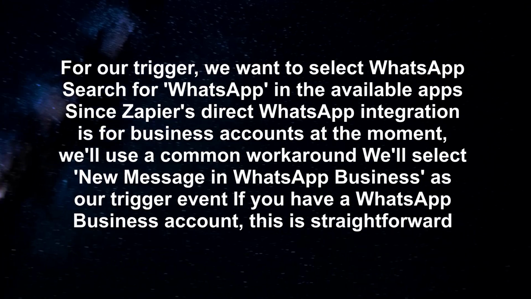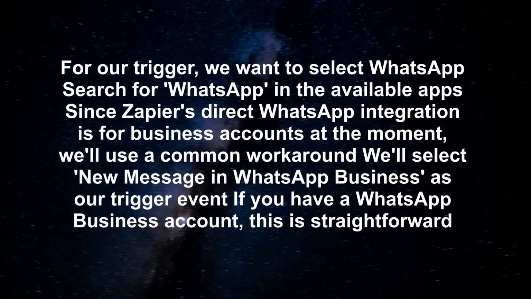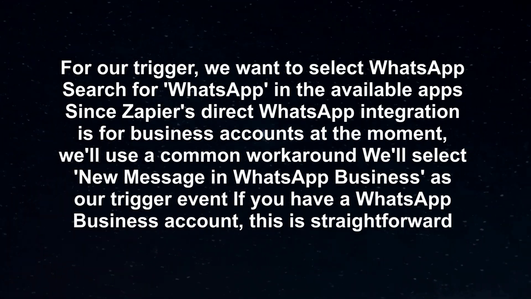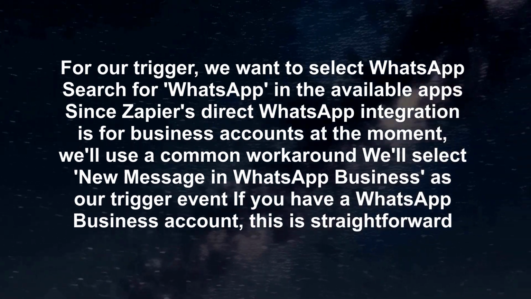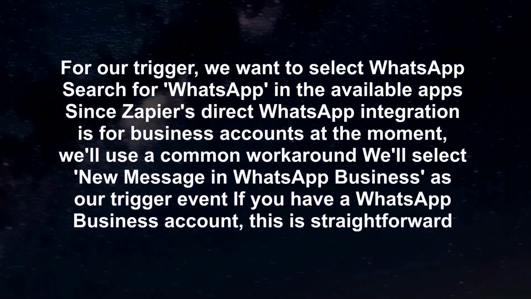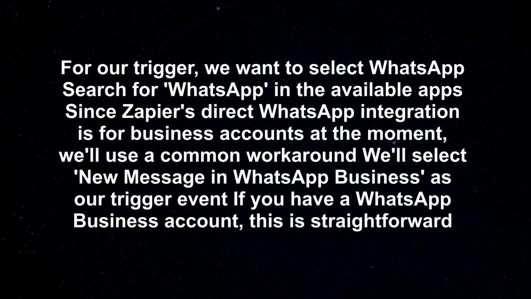Since Zapier's direct WhatsApp integration is for business accounts at the moment, we'll use a common workaround. We'll select New Message in WhatsApp Business as our trigger event. If you have a WhatsApp business account, this is straightforward.